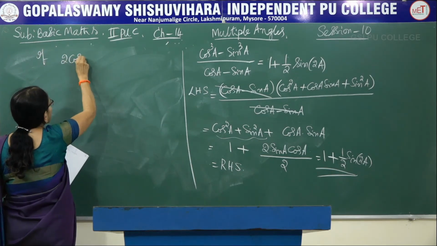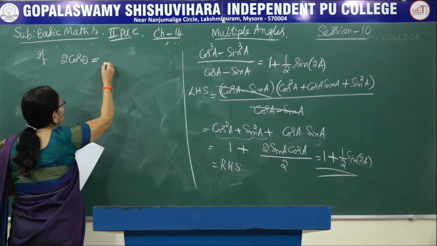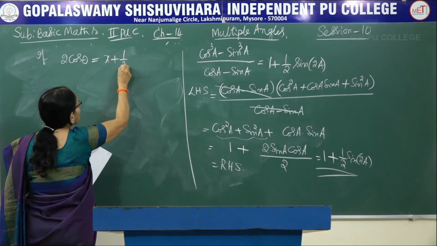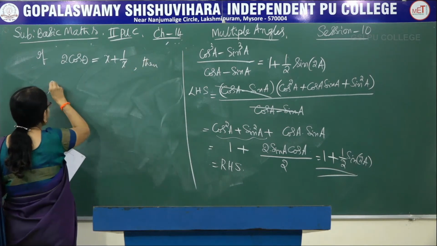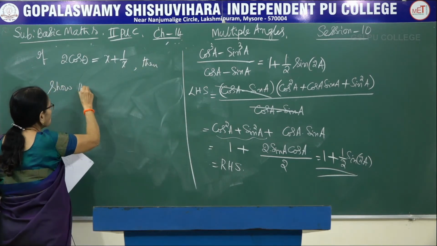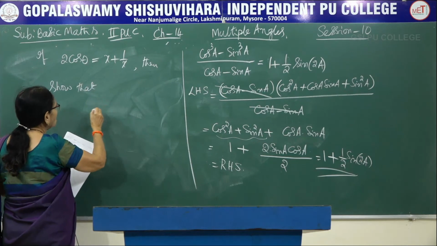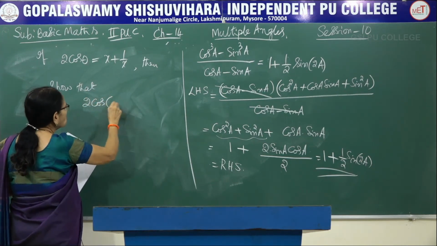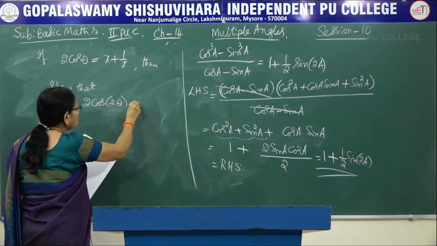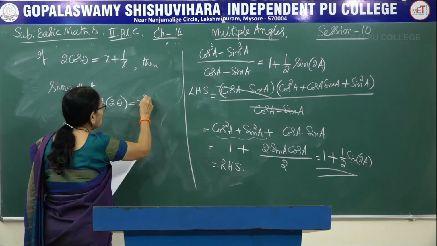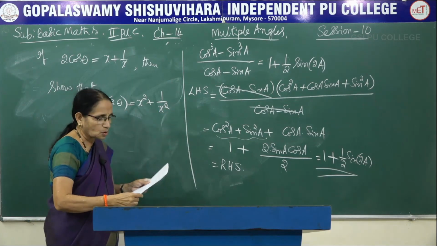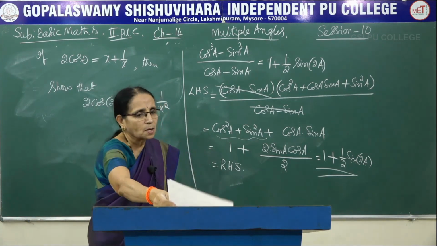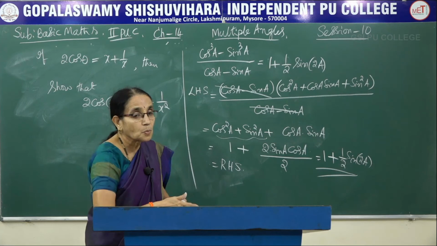If 2 cos theta is equal to x plus 1 by x, then show that 2 cos 2 theta is equal to x square plus 1 by x square. Now this is what we have to prove here.